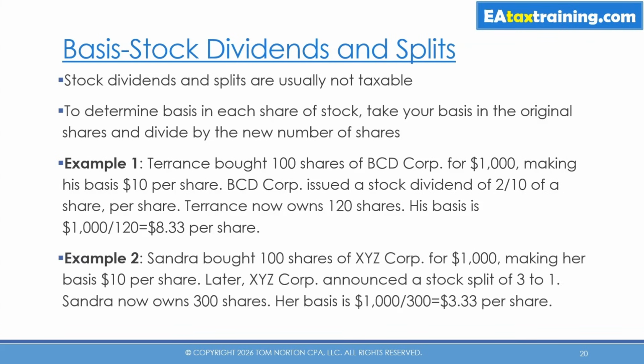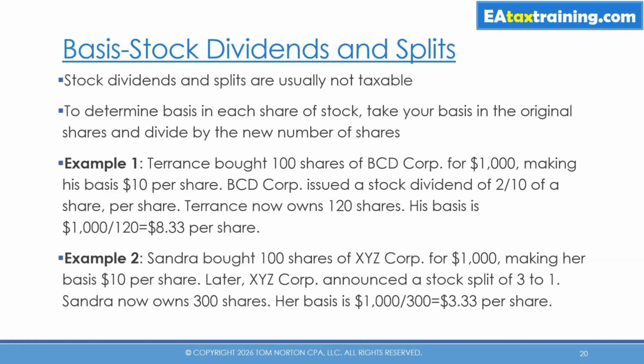Example 2. Sandra bought 100 shares of XYZ Corp for $1,000, making her basis $10 per share. Later, XYZ Corp announced a stock split of 3-to-1. So Sandra now owns 300 shares, but her overall basis is still $1,000. To determine her basis per share, we take $1,000 divided by the 300 shares that she now has. So it is $3.33 per share. So if she sells just 100 shares, we know what her basis is.